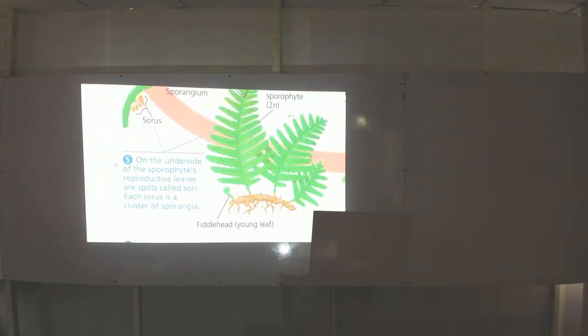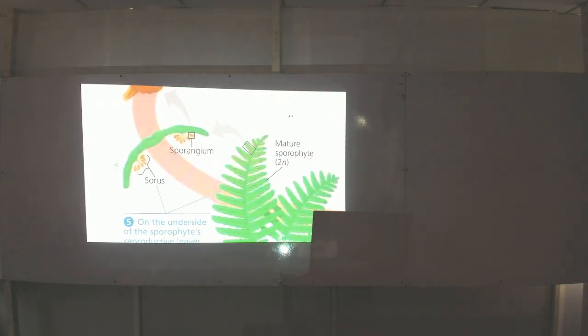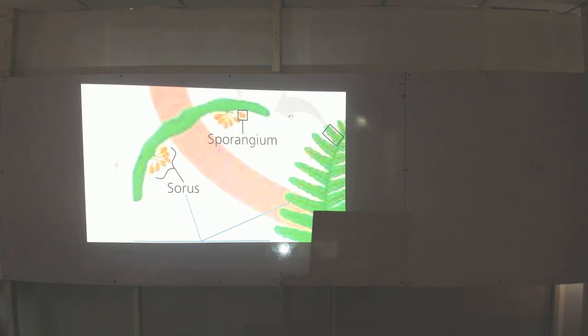So what is their distinctive feature? They have specialized leaves with sporangia. The specialized leaves that bear sporangia are called sporophylls. Phylls means ordinary leaves. Spore bearing leaves, sporophylls. So underneath those leaves you have the sporangia. Sporangia form as a cluster that is called a sorus. Singular sorus, plural sori. Right?